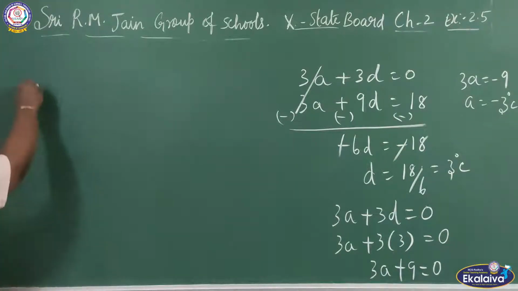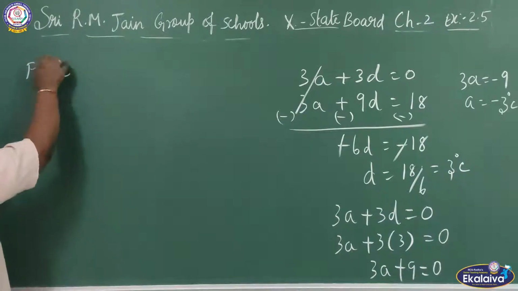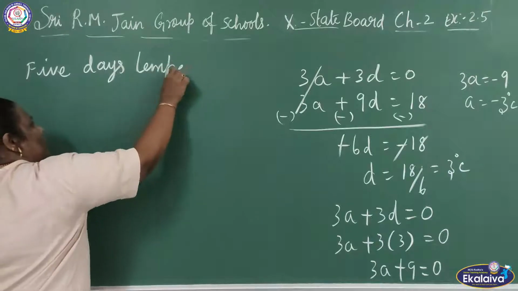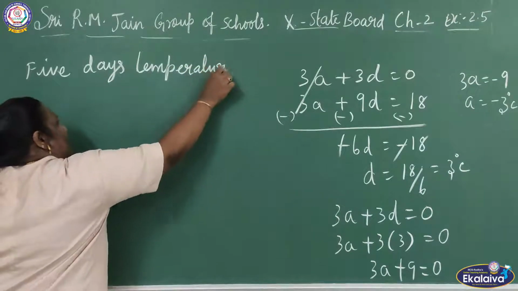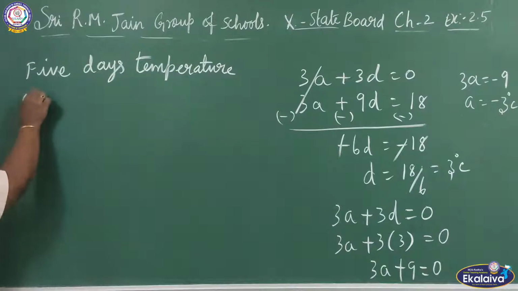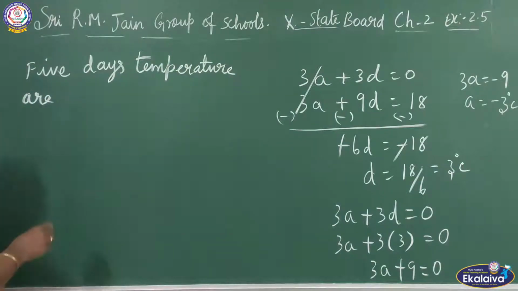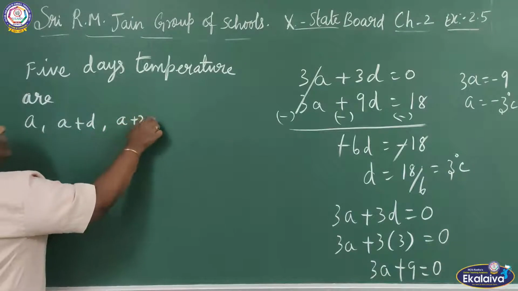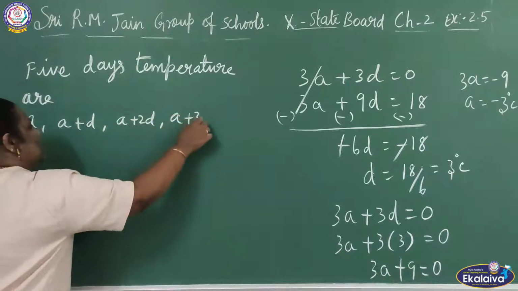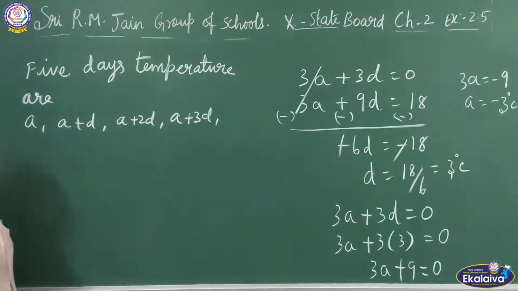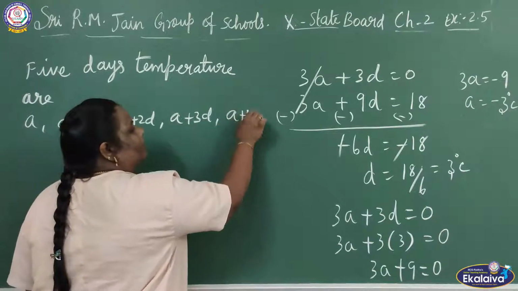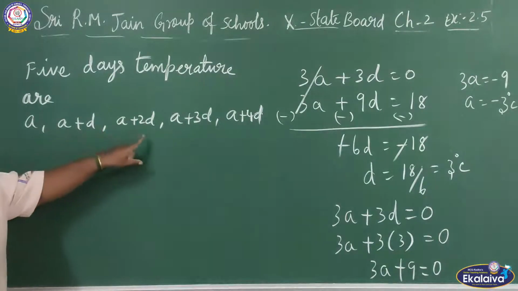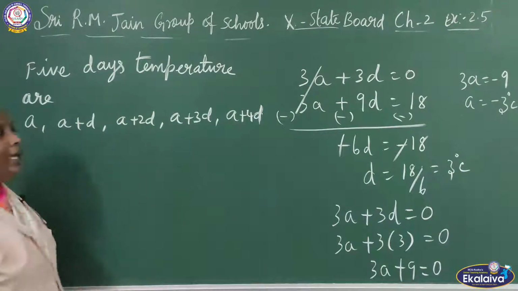What are the 5 days' temperatures? A, A plus D, A plus 2D, A plus 3D, A plus 4D.